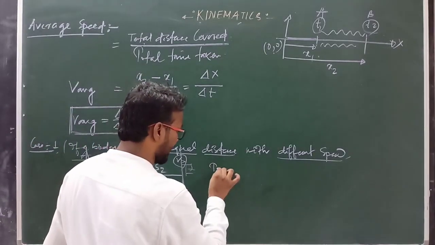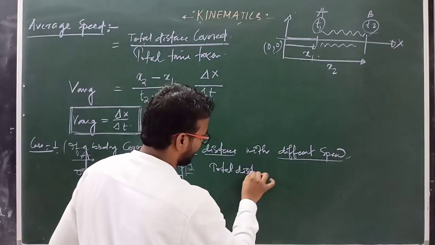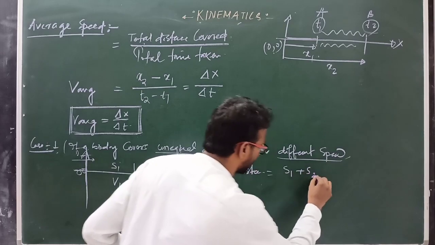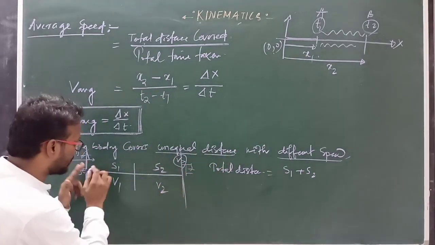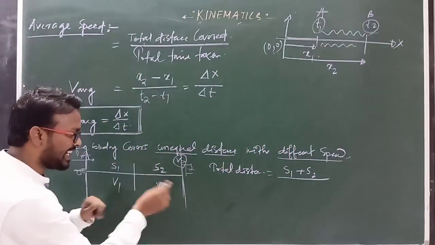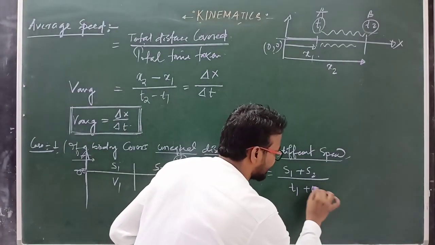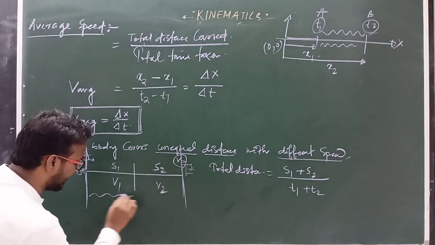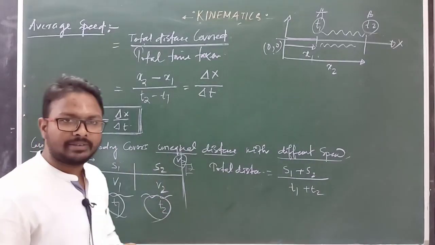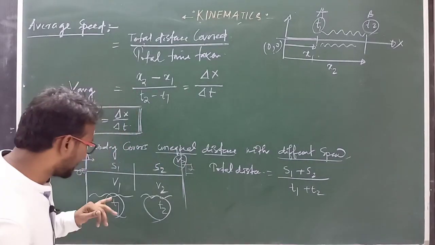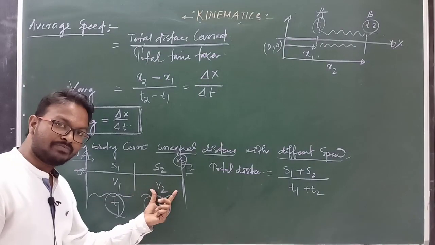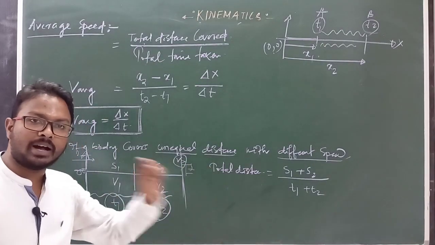First, total distance you can write as s1 plus s2. This is the total distance between A and B. So total distance s1 plus s2 divided by total time taken. Suppose total time taken is t1 plus t2. But here t1 and t2 are unknown quantities. First we have to convert these unknown quantities into known quantities. Here the speeds of the body are given, so first we have to convert time in terms of speed.